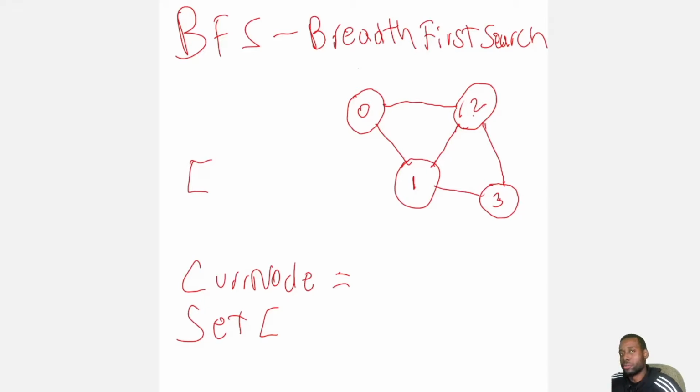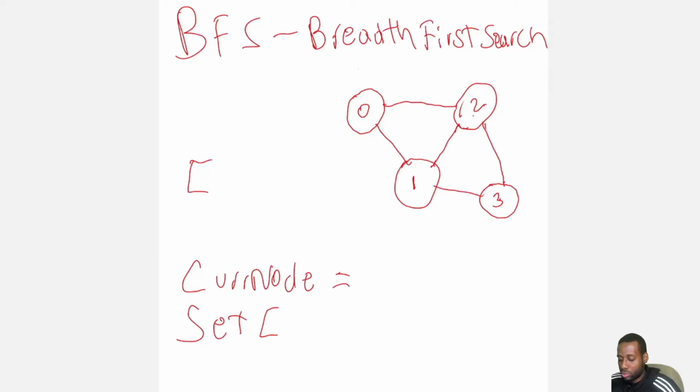So always know: depth first search, stack, recursive stack. Breadth first search, queue, the same way we do it for the tree problem. We're going to pull things from the front. So that's the way we're going to do it.